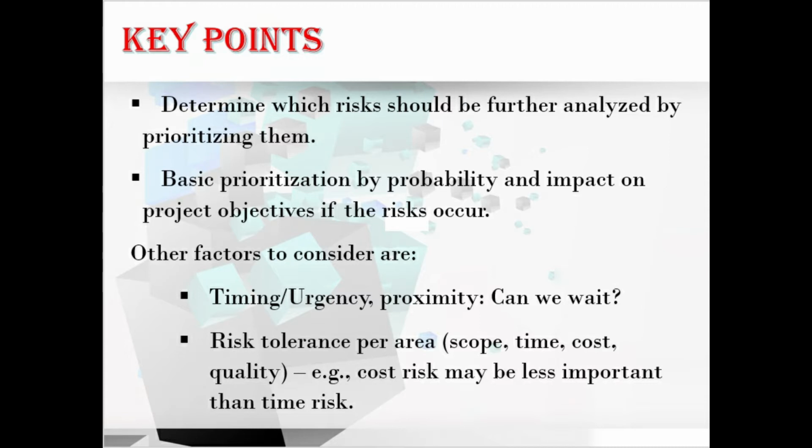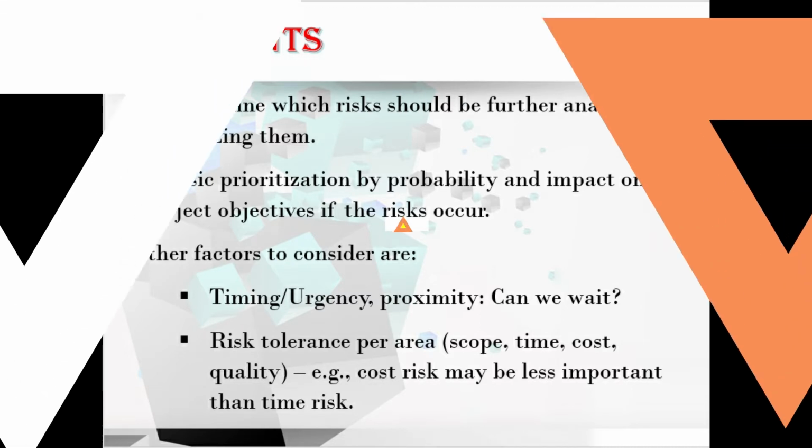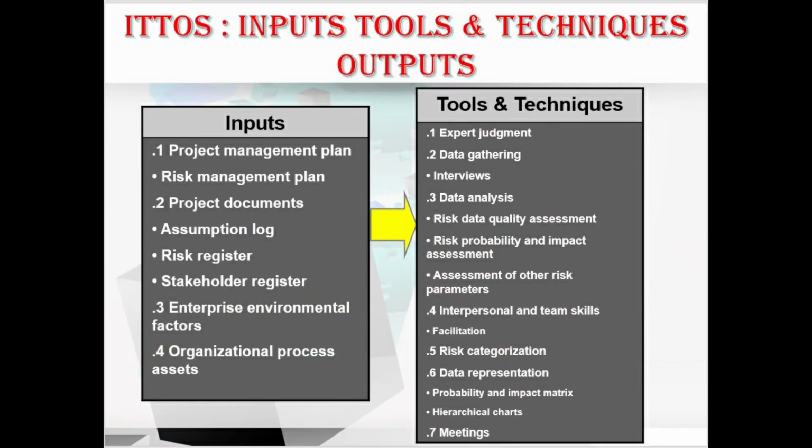Hope you understood some key points of this process and its definition and key benefits. Let's move to its ITTOs. In inputs, we have the project management plan, which consists of the risk management plan. And we have the project documents, which contain the assumption log, risk register, and stakeholder register. And also we have the enterprise environmental factors and the organizational process assets, that is EEFs and OPAs.